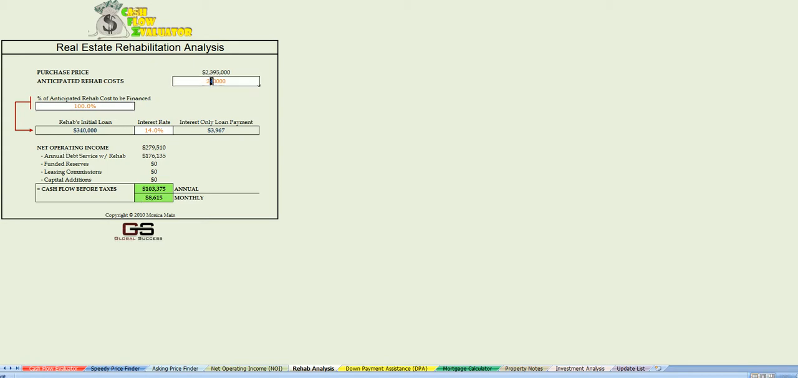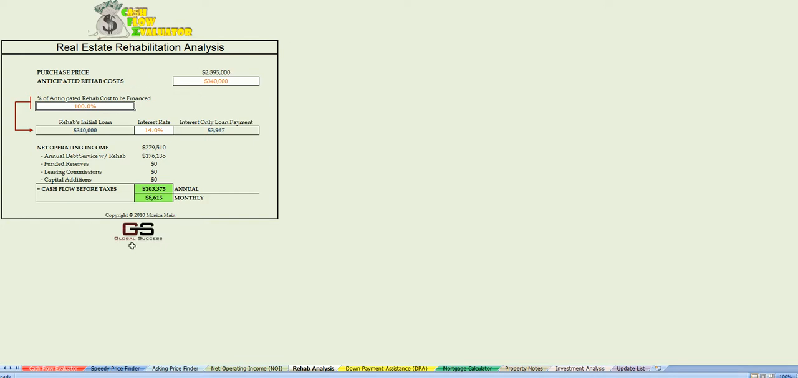So, for example, if you had to put in a lot more in anticipated rehab, this is what your cash flow would be. A lot of people don't know how to figure out what their post-acquisition rehab is going to be, and if they're going to be able to clear a cash flow after that.